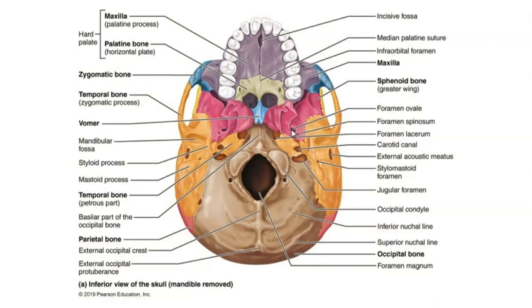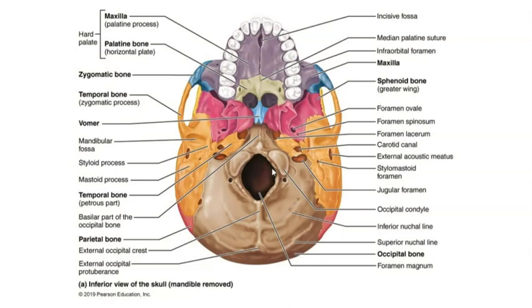And in following that shape, the processes on the lateral sides of the sphenoid bone are wing-like. The larger ones that are more laterally located are the greater wings. These ones right here, even though they're not labeled as such, are the lesser wings of the sphenoid bone.